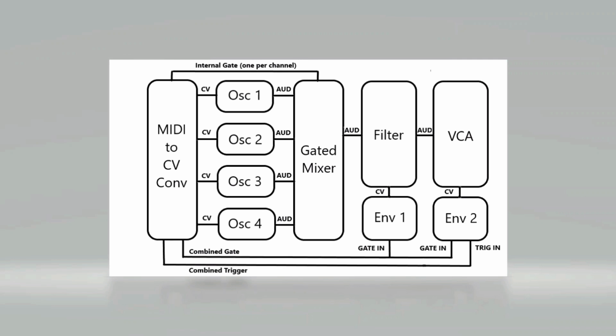Envelope generator number one controls filter modulation such as resonance or change in frequency, and envelope generator number two controls the loudness contour. The combined gate signal is fed to both envelope generators, and envelope generator number two receives a combined trigger signal, which causes the attack and decay phase to occur each time a new note is added to a group of notes being played.